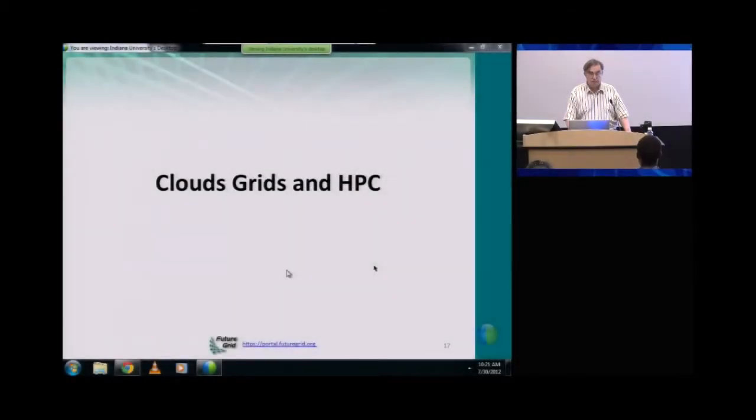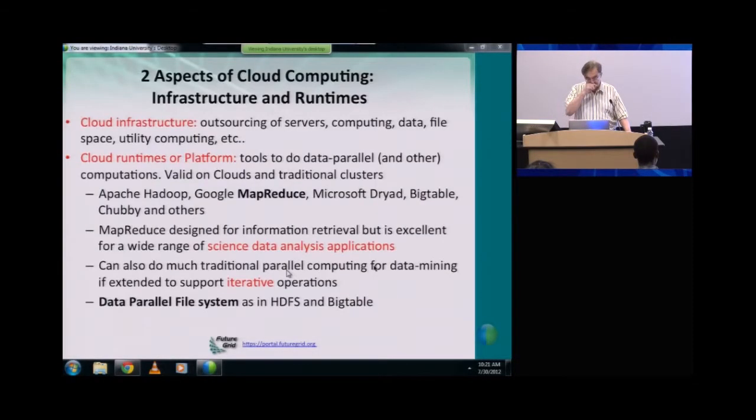So now we make a few more comments along those lines. I've already pointed out the two features of clouds that we're going to discuss: the actual infrastructure, which will be the initial focus again, and then the runtime or platform, which will be discussed particularly tomorrow.